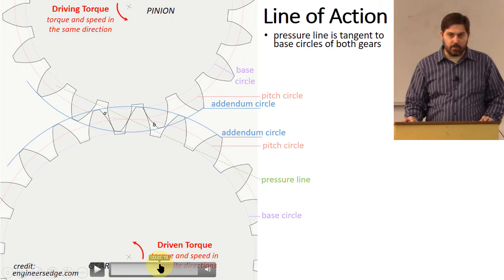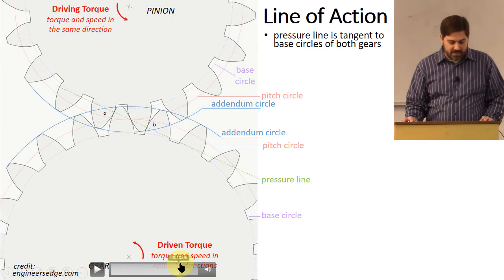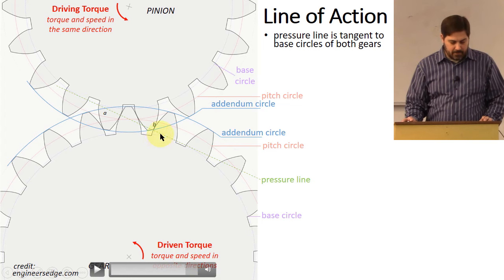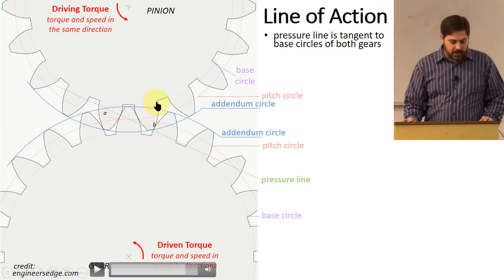that's basically the point where the two circles are tangent to each other right there. And then it progresses along and you get your last point of contact that happens where? Right when the addendum circle of the pinion side intersects again with the pressure line. That is the essential geometry that we need to be able to do what we're about to do, and we actually need those 3 points specifically.